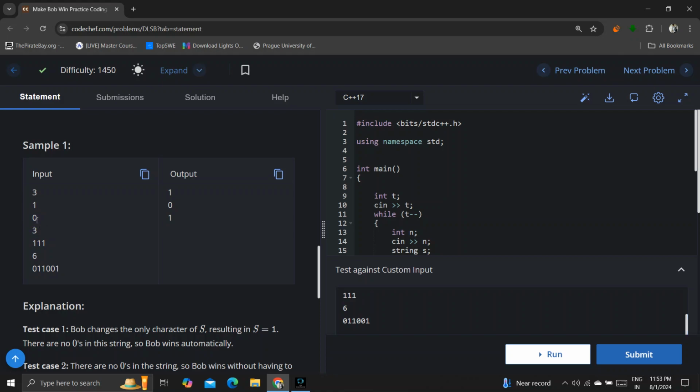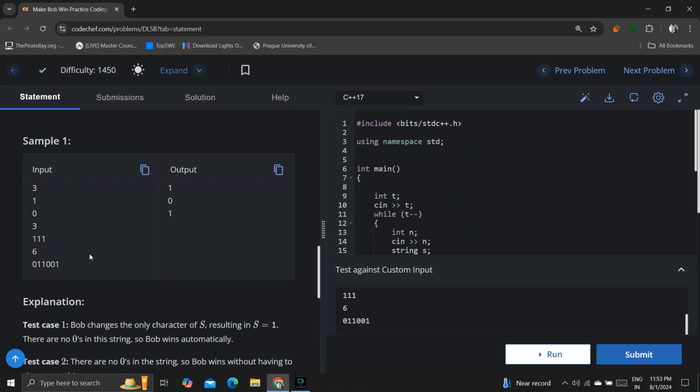So now, as you can see, Alice goes first, so Alice wins because there are no ones. But Bob can change some characters before it starts. There's only one 0, so Bob will convert this zero into one. So by making one flip, Bob can win, and that's why the output is one. Here 1 1 1 is there, so Bob will not flip any of these because there are no zeros, so Bob wins automatically.